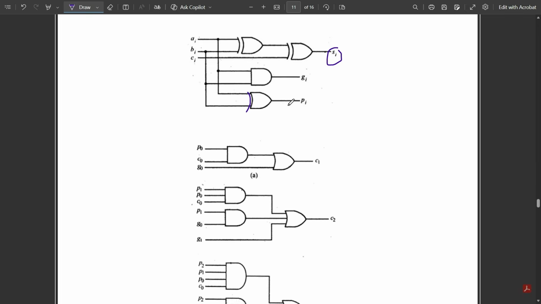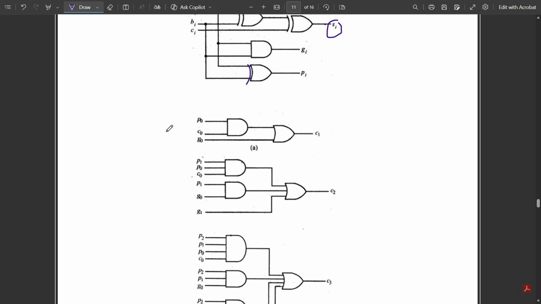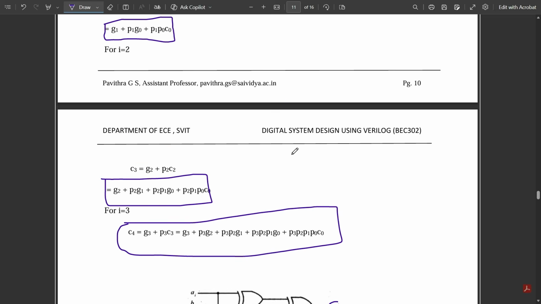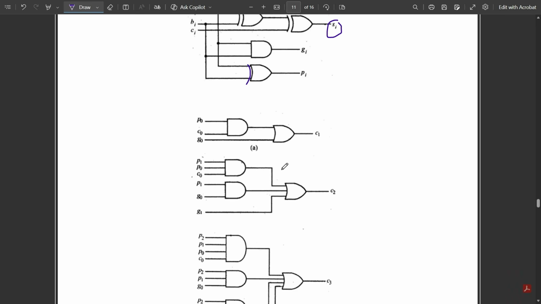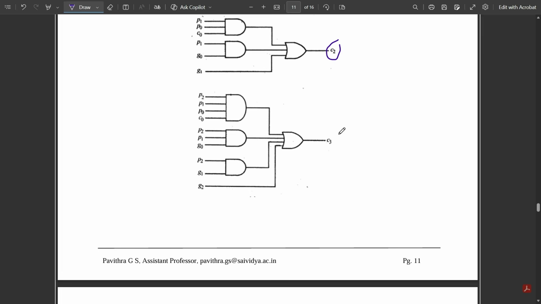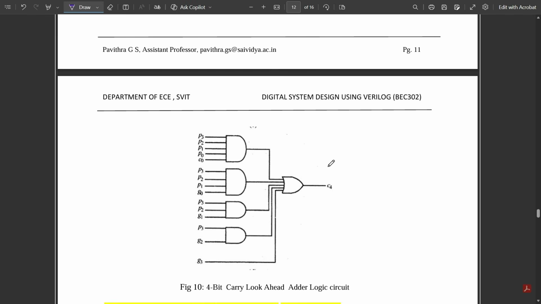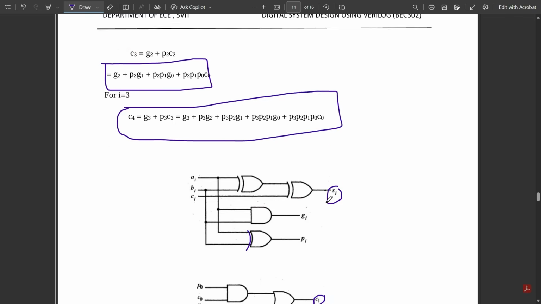Like this we have done, and now for each stage, that is for C1, C2, C3, C4, we have drawn the logical block diagrams. The answer for C1 we have got as G0 plus P0 into C0. So P0 into C0 is given through an AND gate, and the output is combined with G0 through an OR gate, so that you will get C1. Similarly for C2, whatever expression you get, draw it using logic gates, for C2, C3 as well as C4. Like this you should completely construct the 4-bit carry look ahead adder.